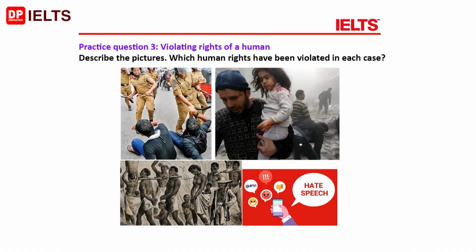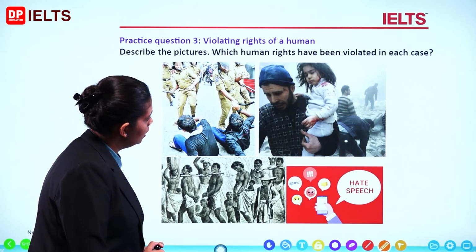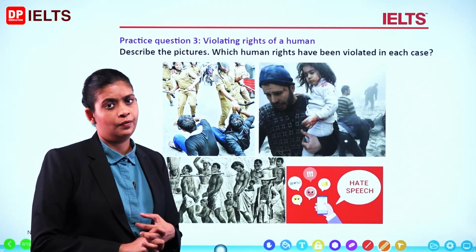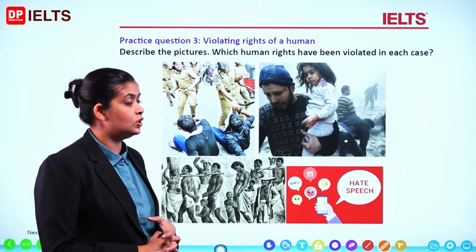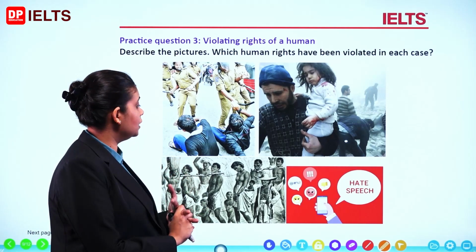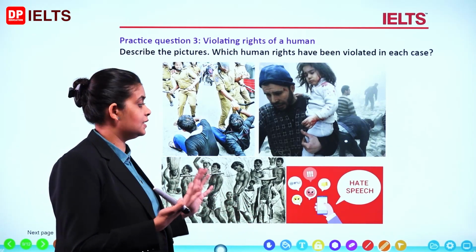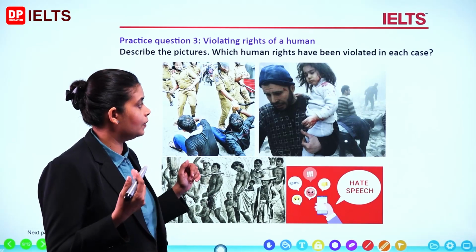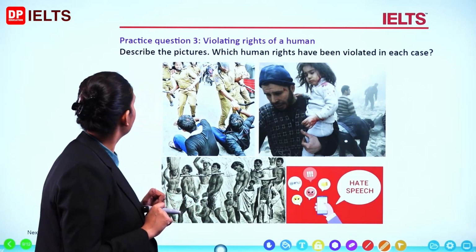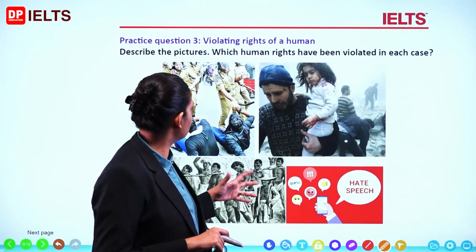Practice question 3. Violating rights of a human. Okay. So these images are taken from the internet, right? So all due credits go to the original people who took these pictures, right? I haven't put in a citation, but I'm accrediting all the people who took these pictures originally, right? Describe the pictures. Which human rights have been violated in each case?